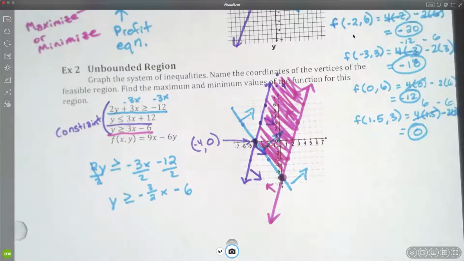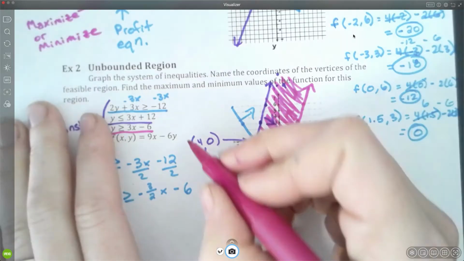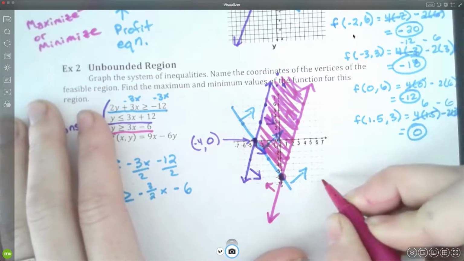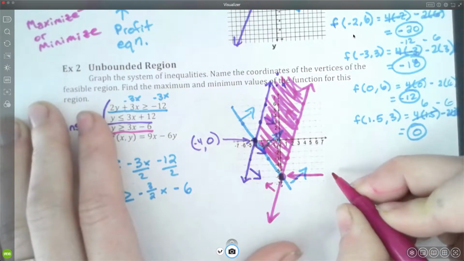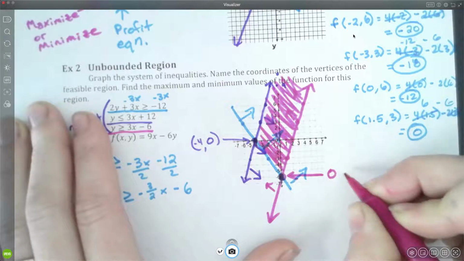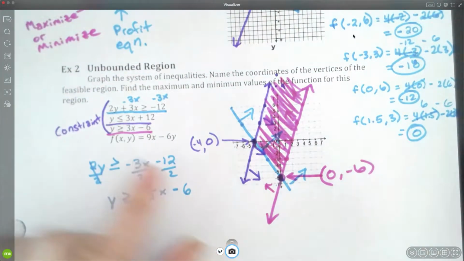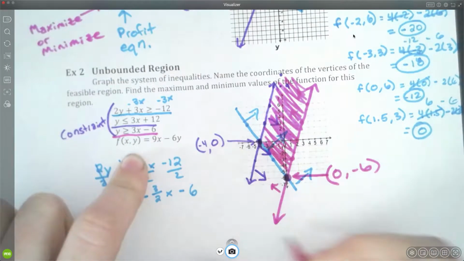So we only have 2 points that we're concerned with. Since it is not bounded at the top, that's fine. There are 2 points here. What is this point right here? 0, -6. So let's plug those 2 points into our f of x.